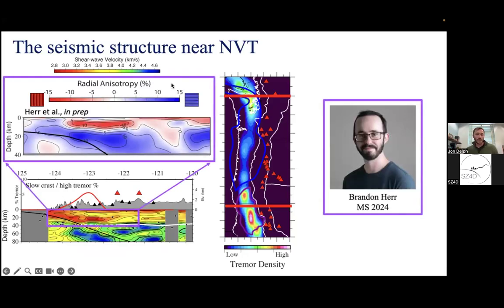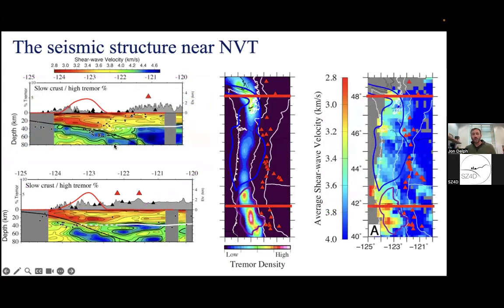We also have a study from the master's thesis of Brandon Herr, who's now a PhD student at Rice University, working with Brandon Schmandt. In his master's thesis that we're trying to get out now, we see the same structure as we see below Northern Cascadia, very high magnitudes of horizontal fabrics consistent with kind of a quartz mica schist lower crust. So this is a 3D model.